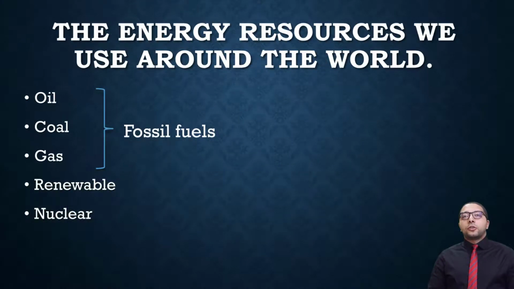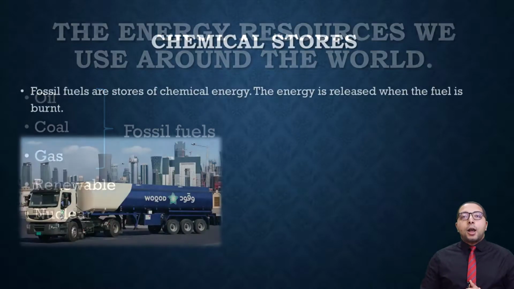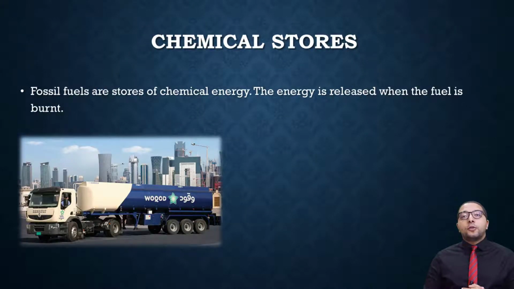The energy resources we use around the world can be split into different categories. The first large category is the fossil fuel, which represents the oil, the coal, the natural gas, followed by the renewable energy resources. I want to ask you a question. Why is the fossil fuel considered to be one of the most important energy resources on the earth? I want you to think about the answer.